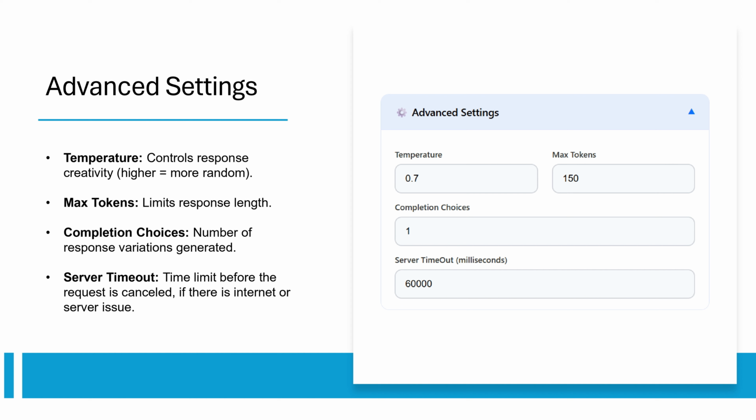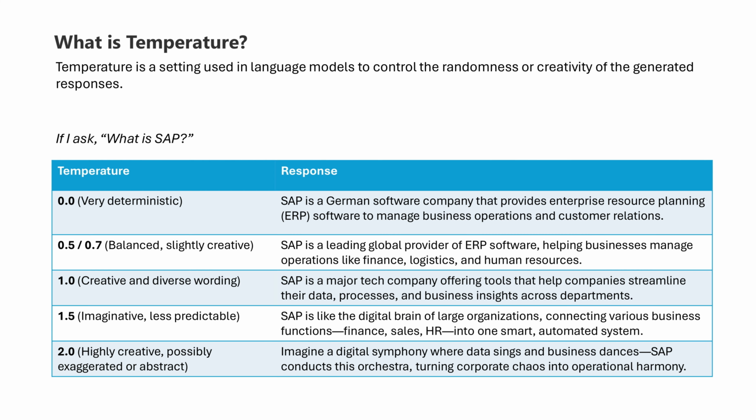Now let's talk about the Advanced Settings section. This section has four fields: temperature, max tokens, completion choices, and server timeout. Let's understand them one by one. First, temperature. The temperature setting controls how random or creative the responses are. A lower temperature, like 0, makes the model more focused and predictable, giving safe and straightforward answers. A higher temperature, like 1, makes the responses more diverse and creative, allowing the AI to take more risks with its wording and ideas. Example on the screen.